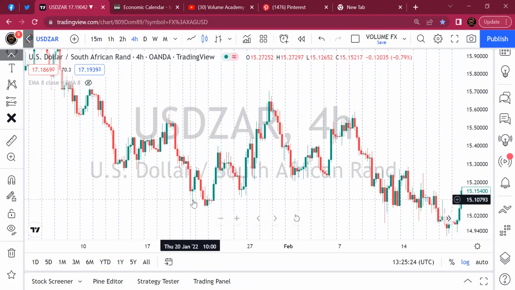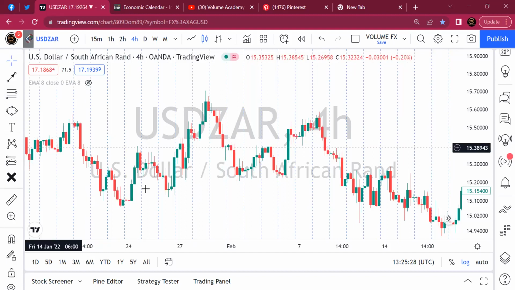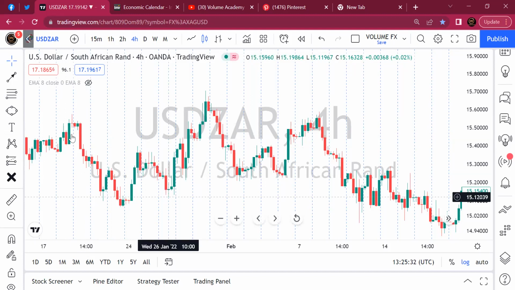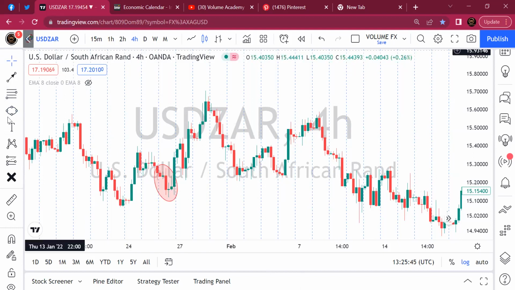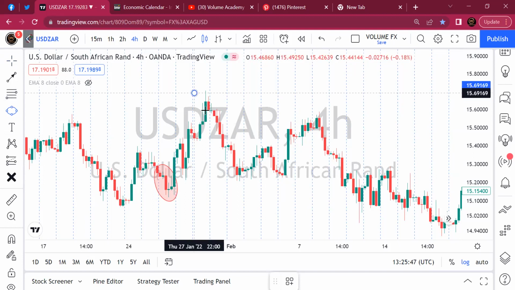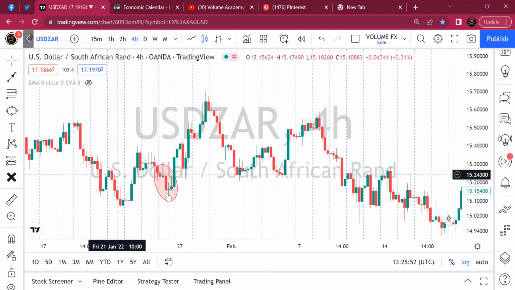Same case here. You can see the Harami formation. What you can see previously was a bullish Harami. It formed a bearish Harami. It now came and formed a bullish Harami right there. Bearish Harami, bullish Harami. Where did it go to? It went to there. I don't want to combine the 2 of them, but at least you can see that is a bullish Harami right here.